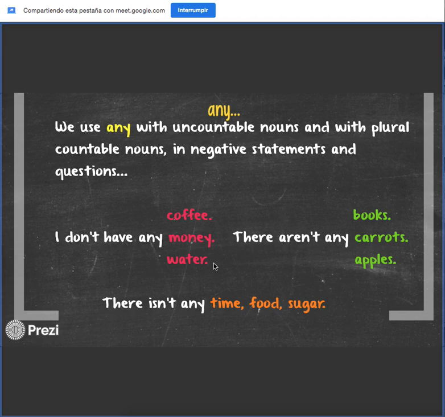Go ahead, princess, you can do it. By using any and the word water, you can take into account the examples that you have here. It can be a guide. Go, Sarah, you can do it. Don't be shy.